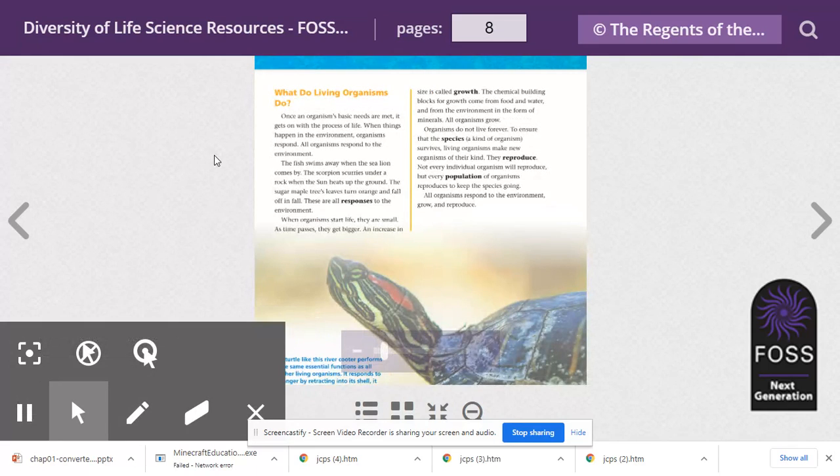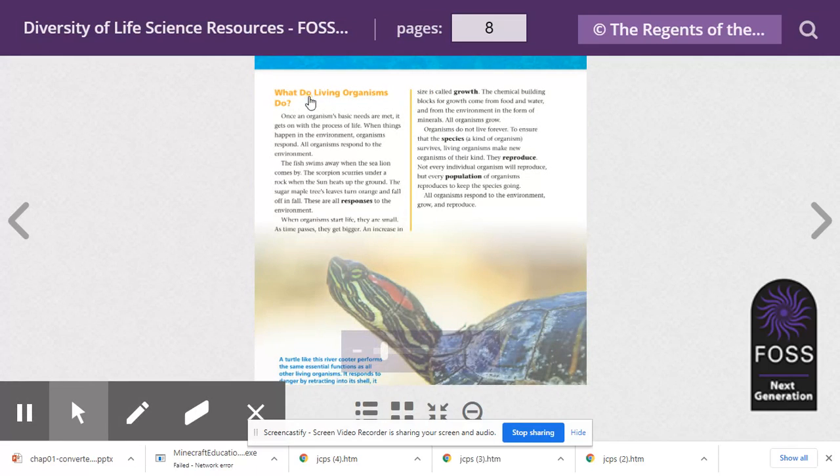Okay, so this next section talks about the functions. So what do living organisms do? Once an organism's basic needs are met, it gets on with the process of life. When things happen in the environment, organisms respond. All organisms respond to the environment. The fish swims away when the sea lion comes by. The scorpion scurries under a rock when the sun heats up the ground. The sugar maple tree's leaves turn orange and fall off in fall. These are all responses to the environment.